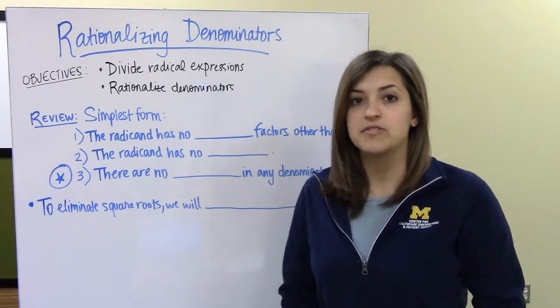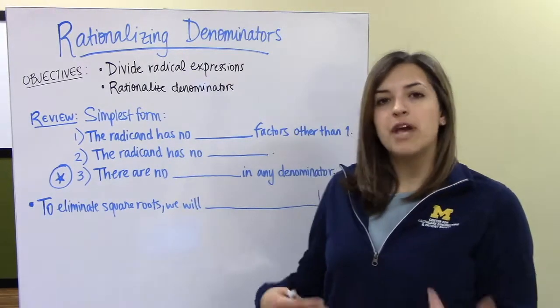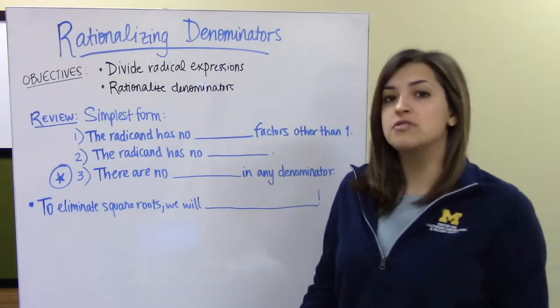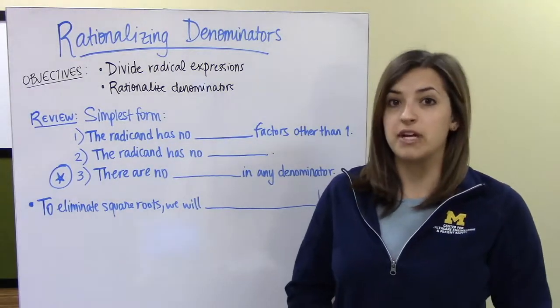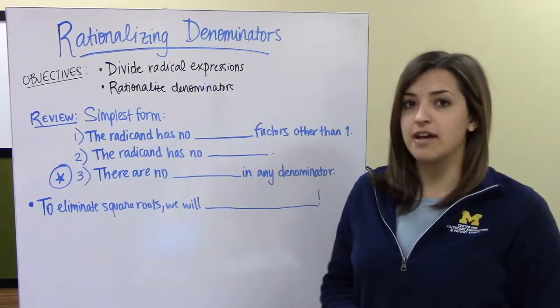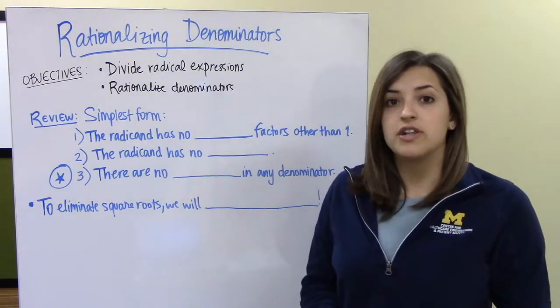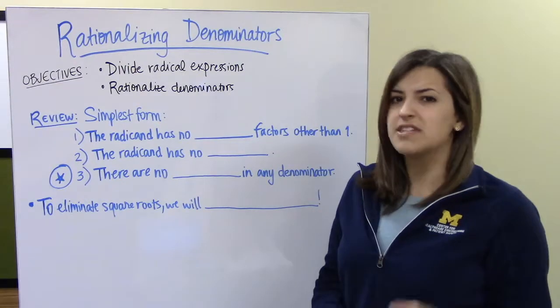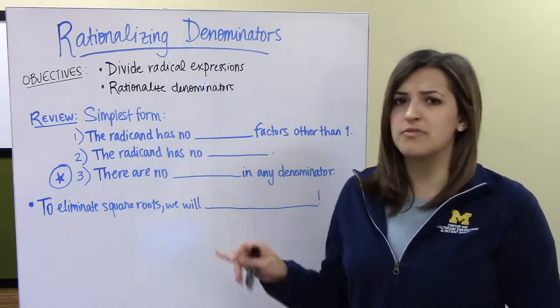Remember last time we talked about multiplying radical expressions? Today we're going to talk about dividing radical expressions. But our main focus for today is going to be to do something called rationalizing the denominator. So when we divide radical expressions, which is one of our objectives today, sometimes we have to rationalize the denominator. And let's look at what that actually is. So let's do some review first.